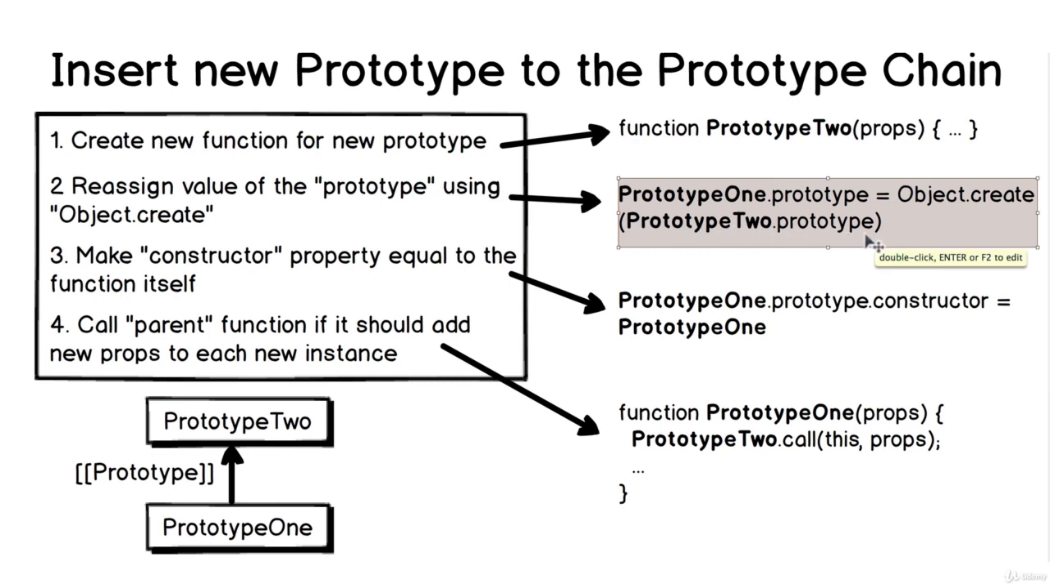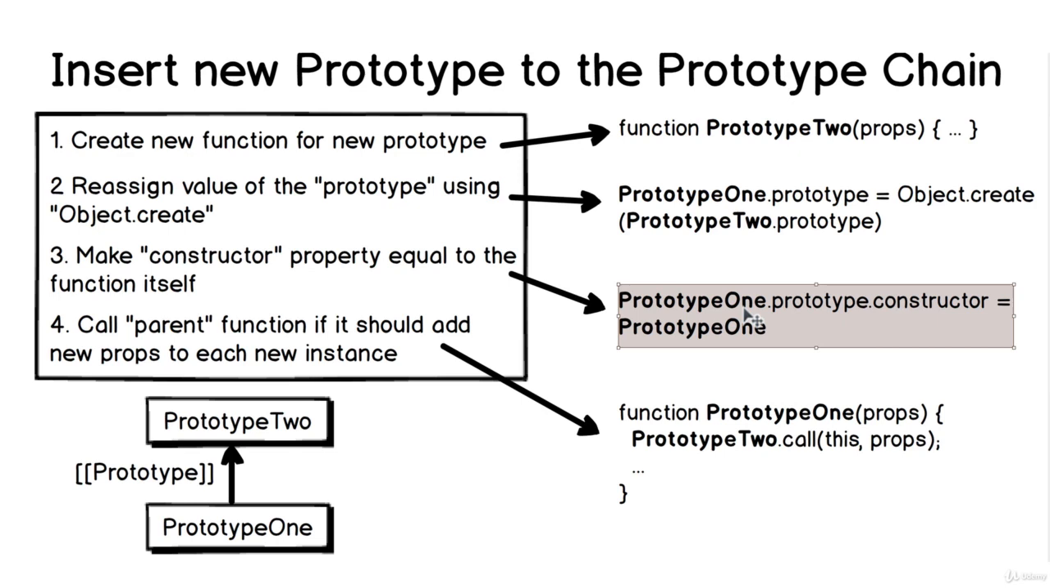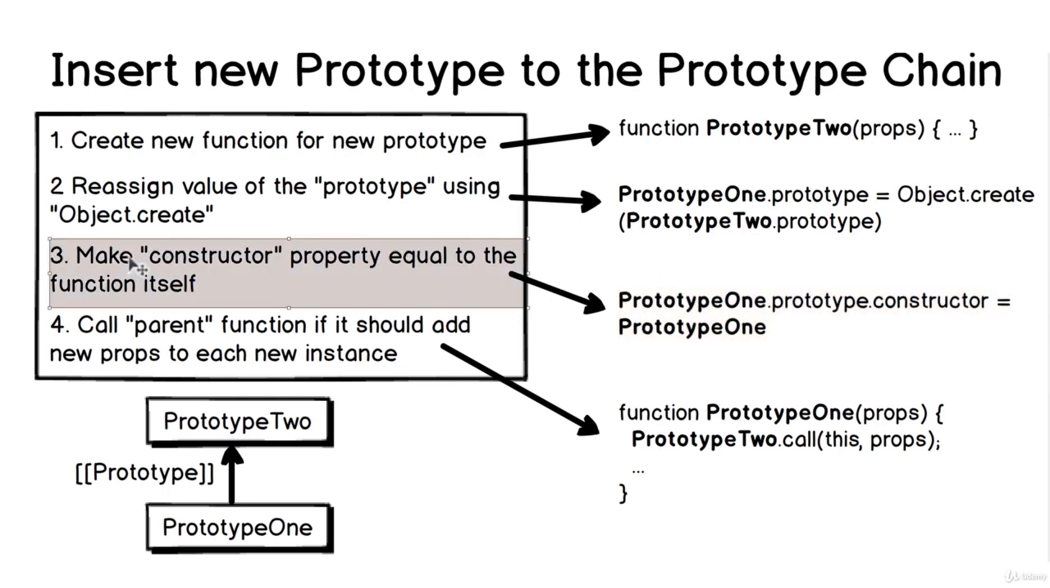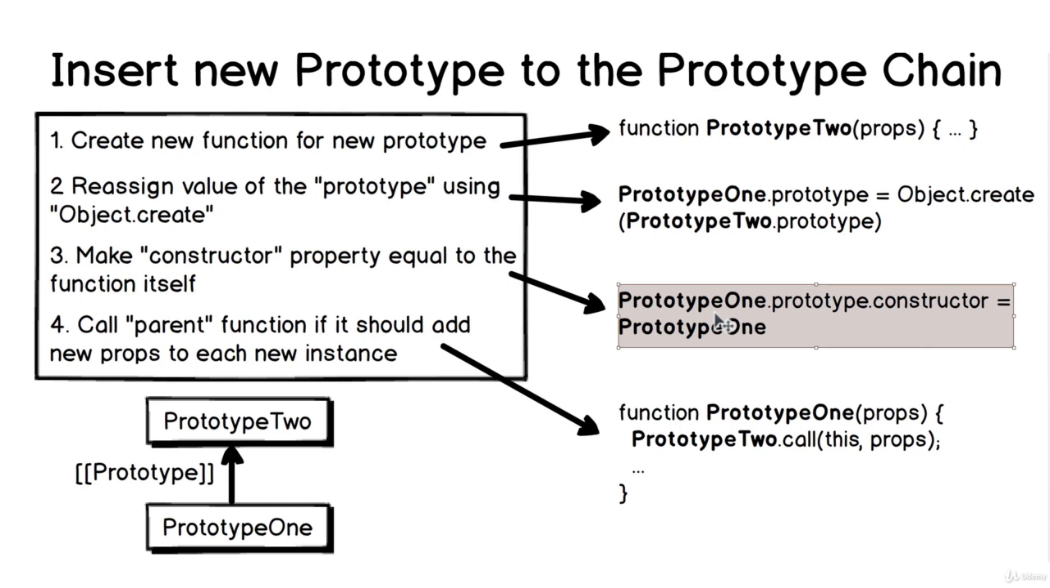But this will break following rule that function itself must be equal to its constructor. That's why you need to perform this assignment, and that is a step 3. So in this example, prototype1.prototype.constructor should be set to prototype 1. And finally, step 4. And this step is optional.